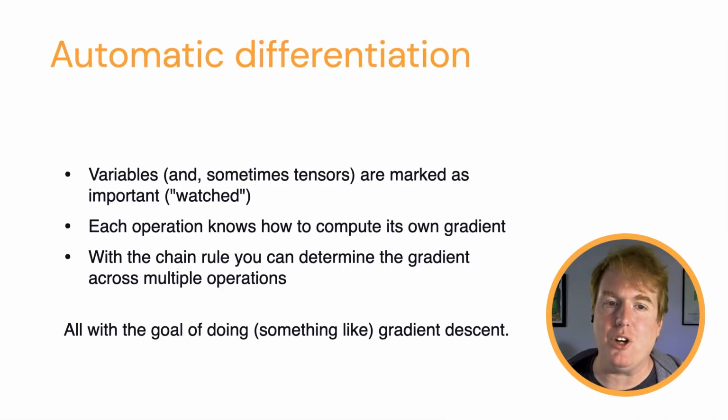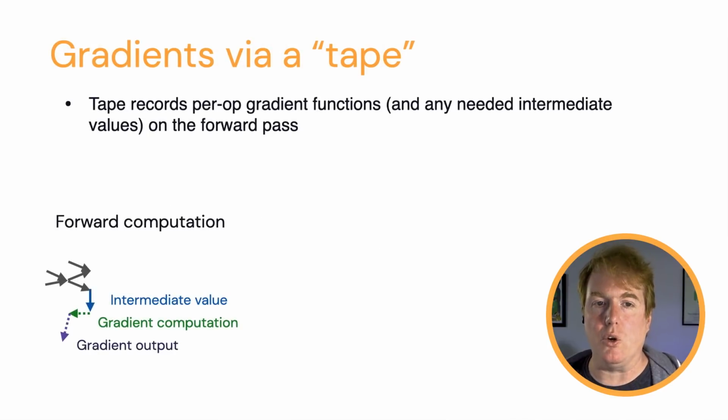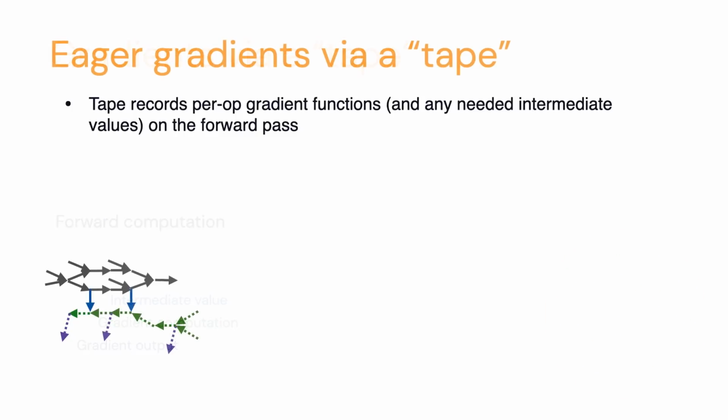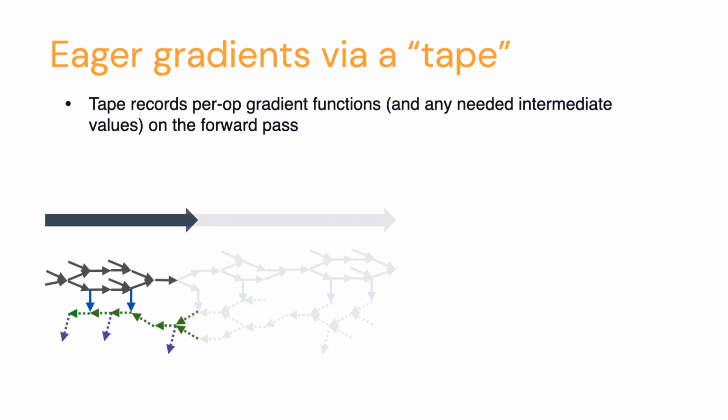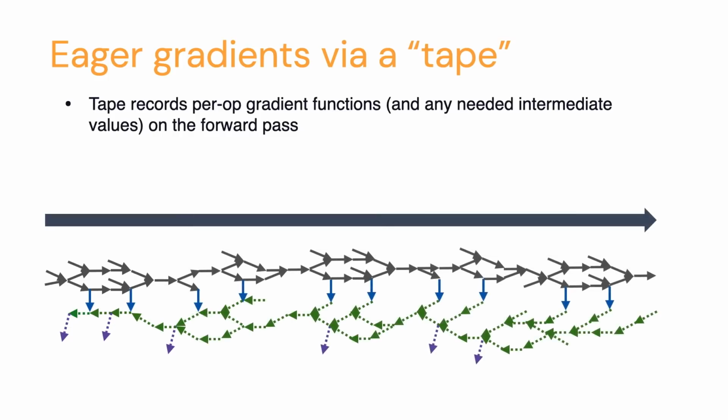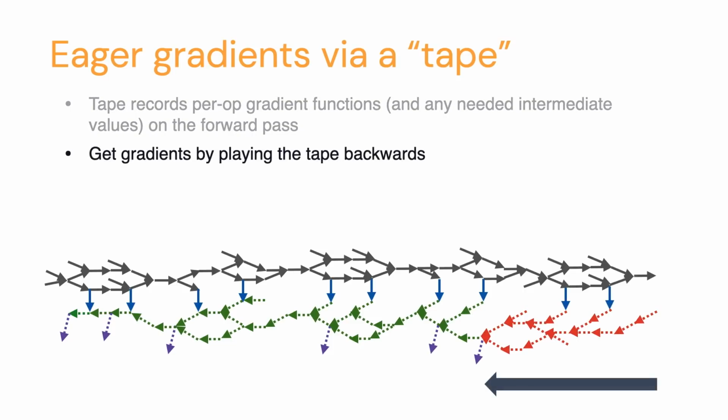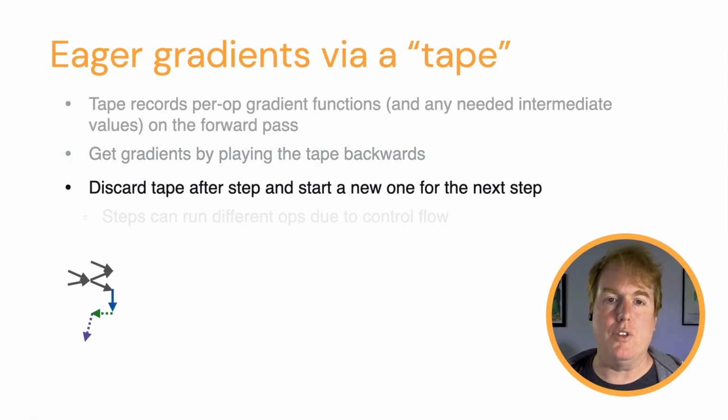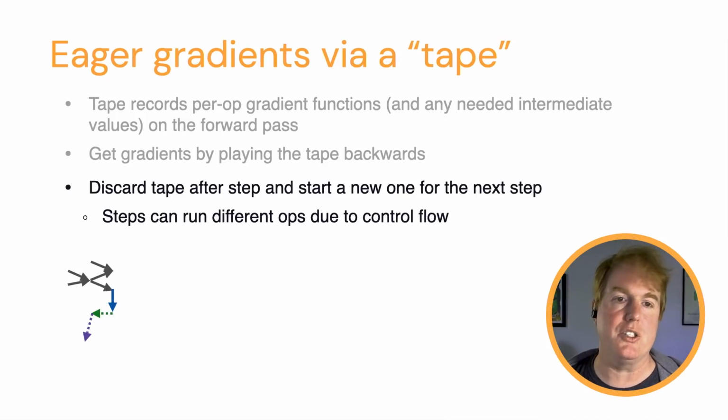So how does TensorFlow keep track of the gradient across multiple operations? As we do math along our network, a tape records per-op gradient functions and any needed intermediate values on the forward pass. Each operation keeps recording these intermediate values, and as we go along calculating, we build up this whole tape of intermediate values. Then, going backwards, we can calculate the complete gradients while playing the tape backwards. So, for the next step, we throw away the old tape and start a new one. This means we can do different operations on the next step, so your neural networks can be dynamic.